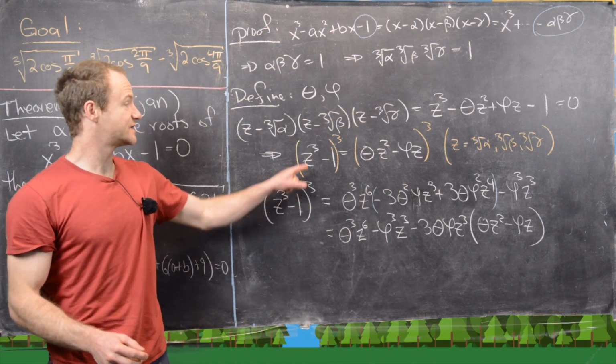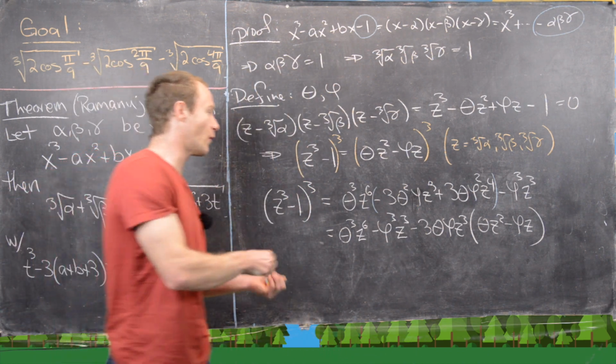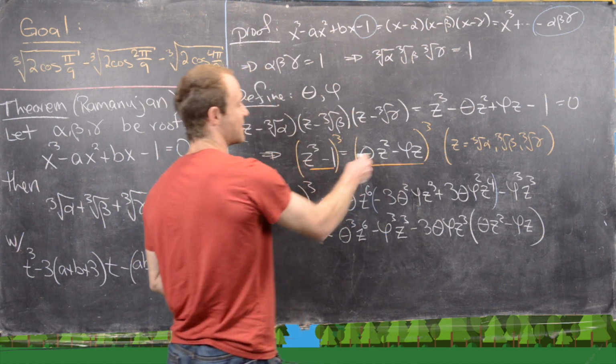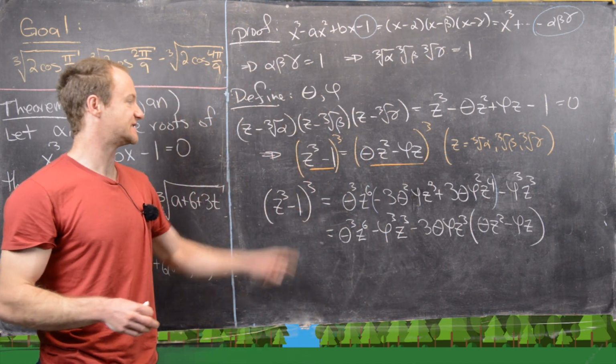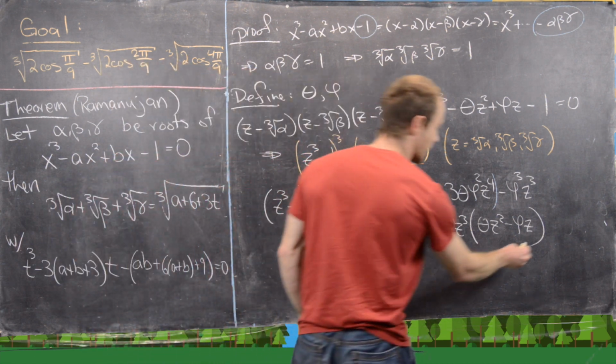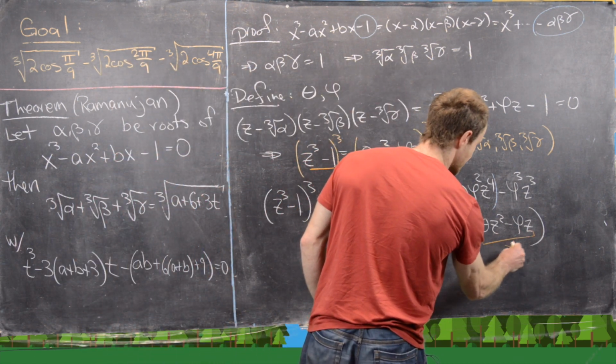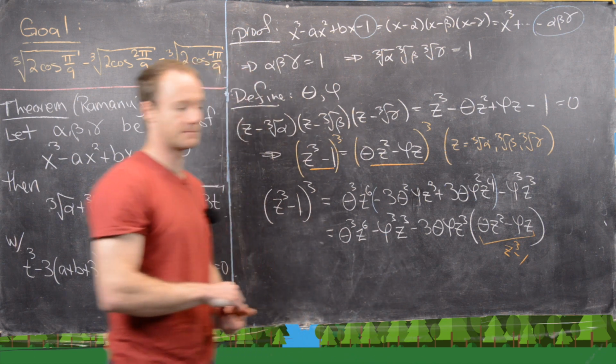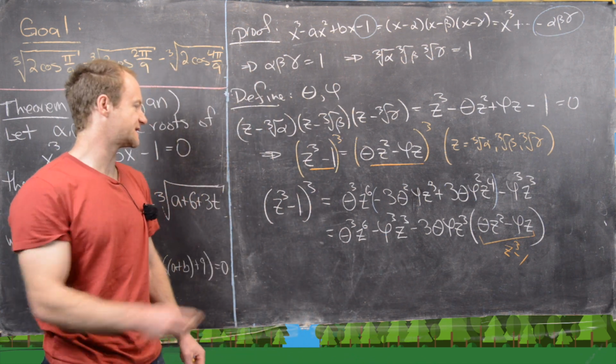But now, let's notice from up here, before we cubed this, we know that theta z squared minus phi z is equal to z cubed minus 1. So I can just replace this with z cubed minus 1. And now we can move this all around and see what we have.